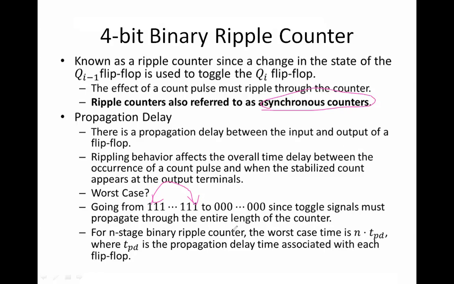For an n-stage binary ripple counter, the worst case time is n times TPD. Now this is important, where TPD is the propagation delay associated with each flip-flop. So this is how your 4-bit binary ripple counter works, where TPD was nothing but your propagation delay.